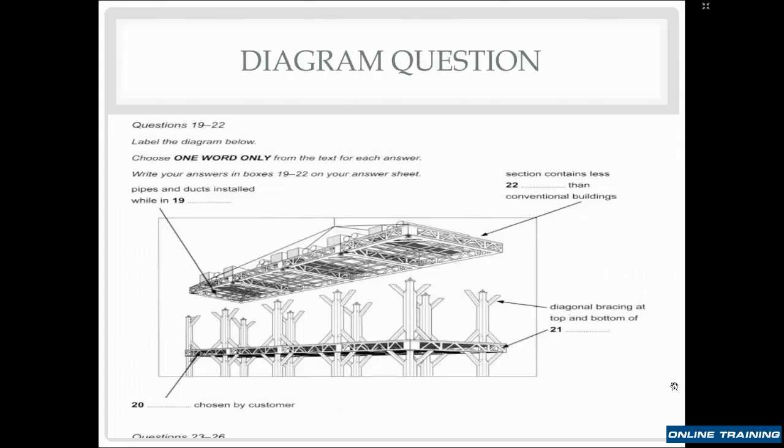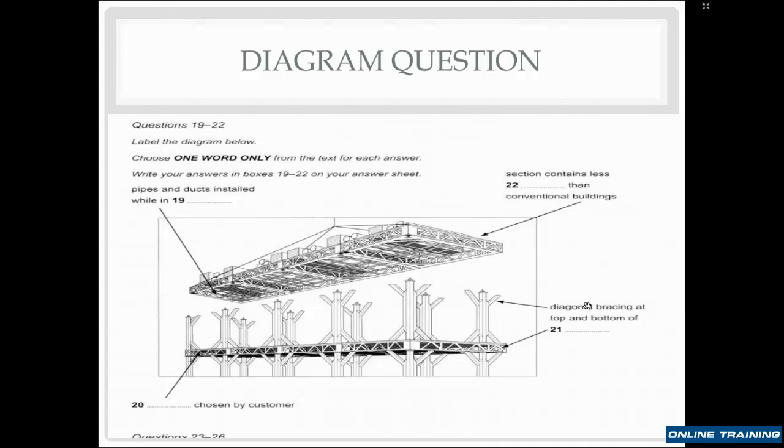This is what a diagram question looks like. It looks something like this, and you basically treat it like a fill the blank question. Like for number 19, we're looking for a sentence that talks about pipes and ducts. For number 20, we're looking for a sentence that talks about something being chosen by a customer. For number 22, we're looking for something about conventional buildings. In number 21, we're looking for something about diagonal bracing. Okay, and so that's what we're looking at when it comes to a diagram question.